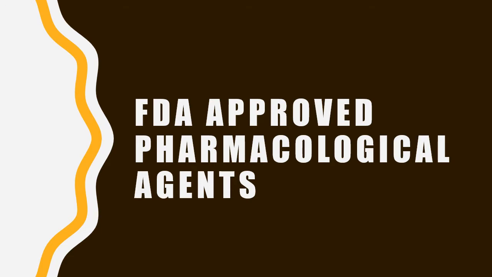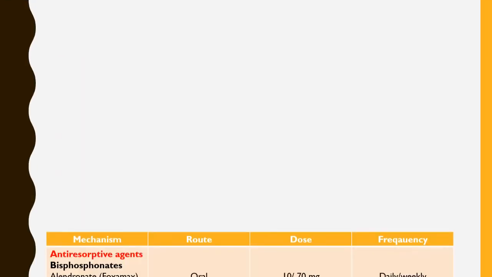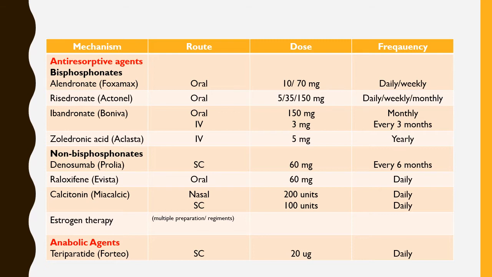FDA approved pharmacological agents. This table summarizes all the pharmacological agents used for treatment of osteoporosis. This is anti-resorptive agent by red. This is anabolic agent by red. So anti-resorptive agents include bisphosphonate and non-bisphosphonate. Hence the importance of bisphosphonate in treatment of osteoporosis as anti-resorptive agent.